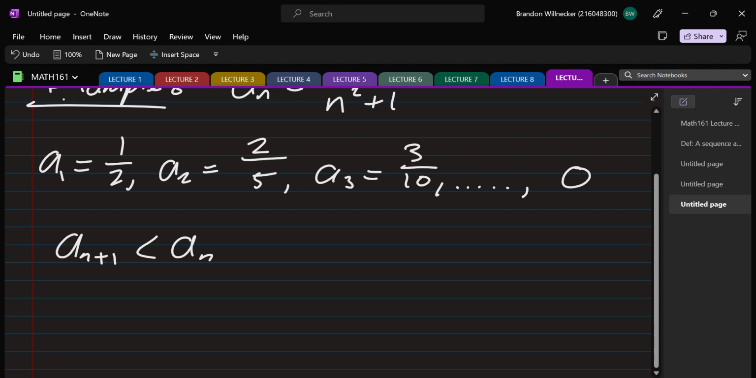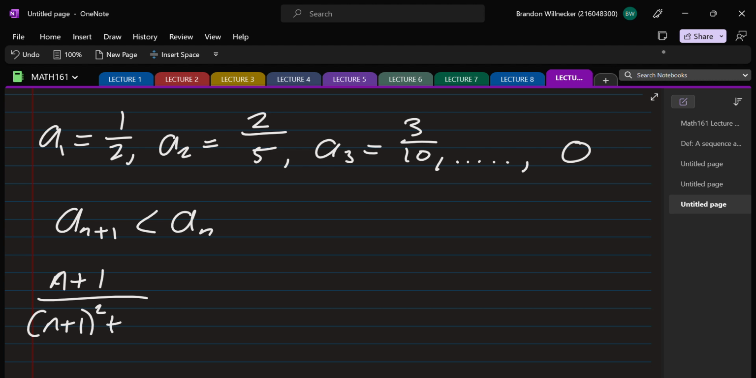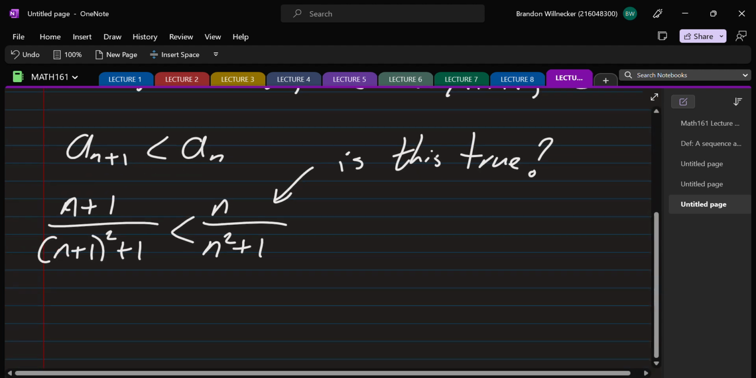Okay, so we're not going to start with one side and try to get to the other side. We're going to start with it as a whole and determine, is this true or not? Okay, and you'll see what I mean now. So let's substitute. If I put n plus 1, I'm going to get (n+1)/((n+1)^2+1) is less than n/(n^2+1). And the question is, is this true? Okay, if it is true, then we know that it is decreasing.